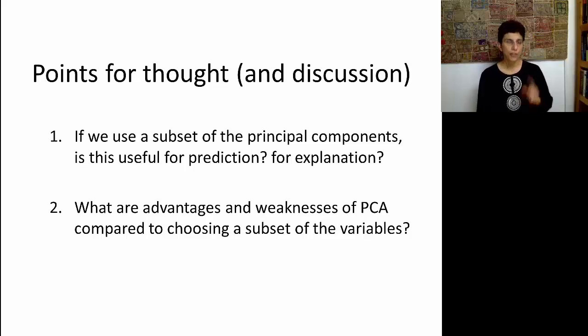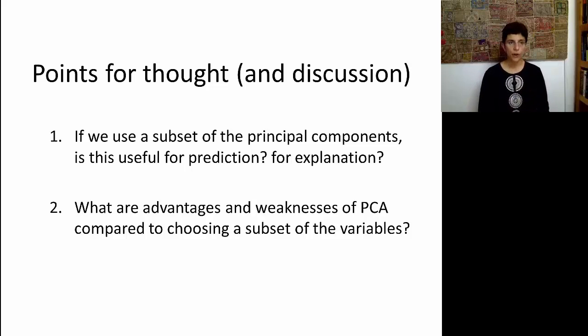Here are some points for thought and discussion on the forum. If we're going to use a subset of these principal components, say only the first two, is this going to be useful in a predictive context? Is it going to be useful in an explanatory context? Remember, we're reducing the dimension maybe only of the x's. Do we want to include a y in there as well? These are all questions that you should ponder and think how that would be useful to use PCA.